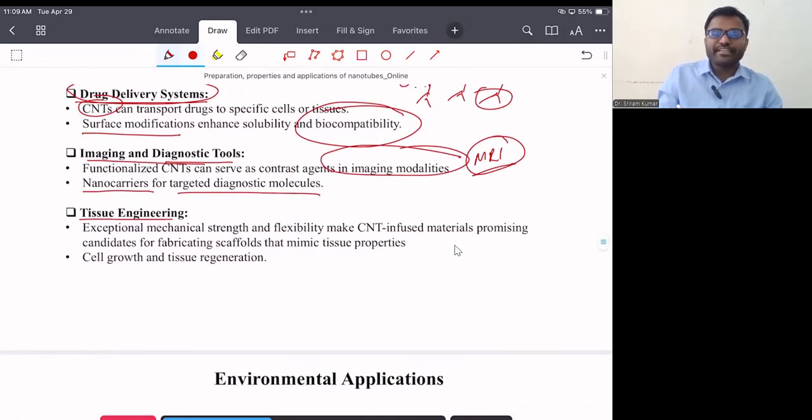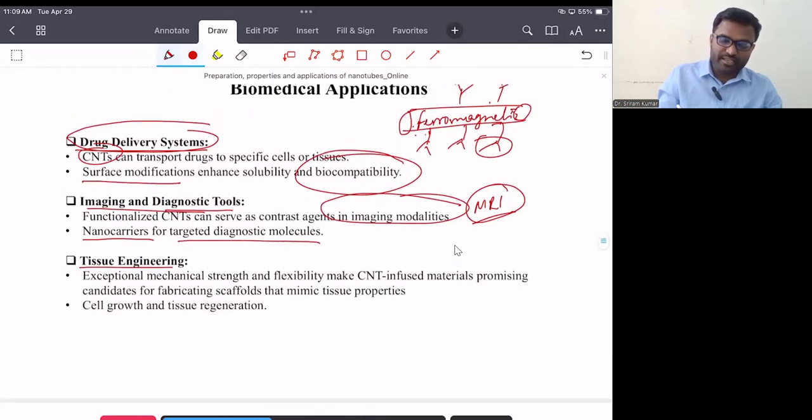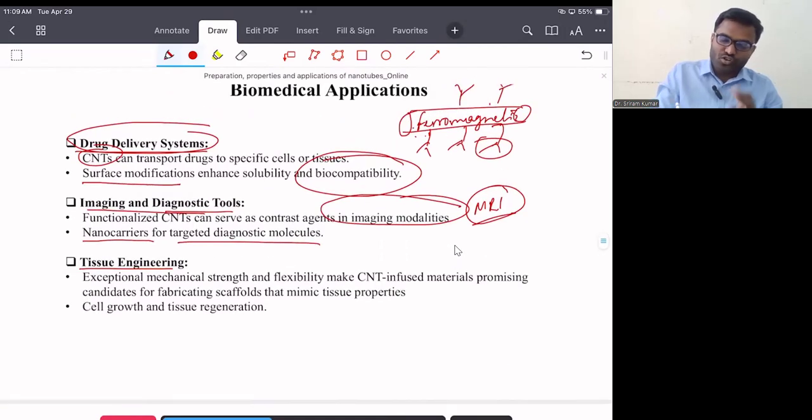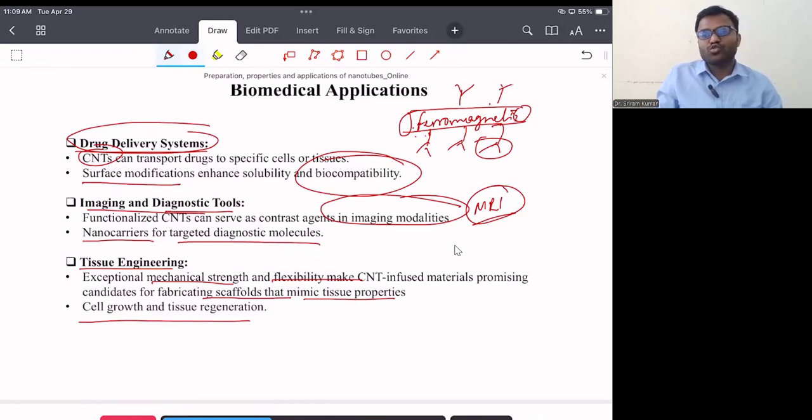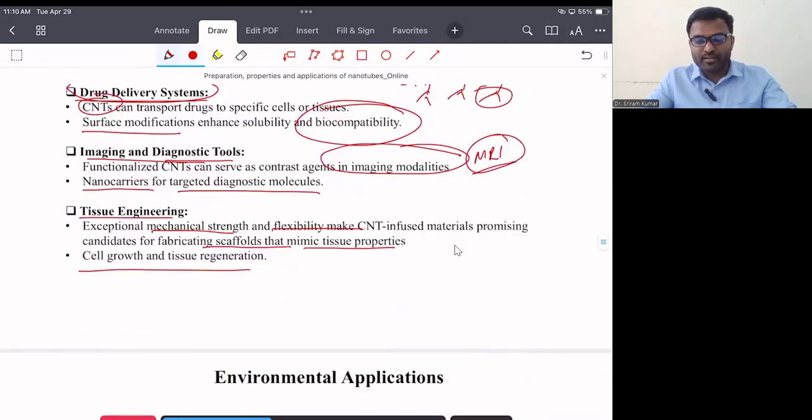And the third important application is tissue engineering. Because of the mechanical strength and the flexibility of the CNT, these materials can be used for fabrication of scaffolds that mimic tissue properties. And here the CNT can also be used to support cell growth and tissue regeneration. So these are the important applications in the biomedical field.